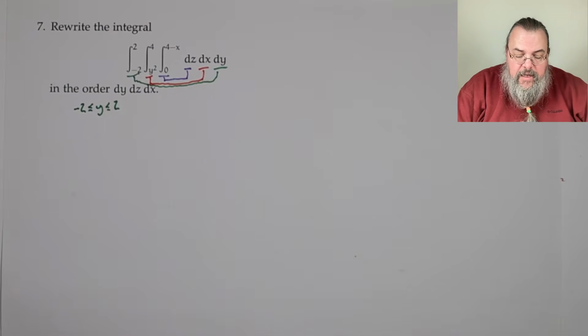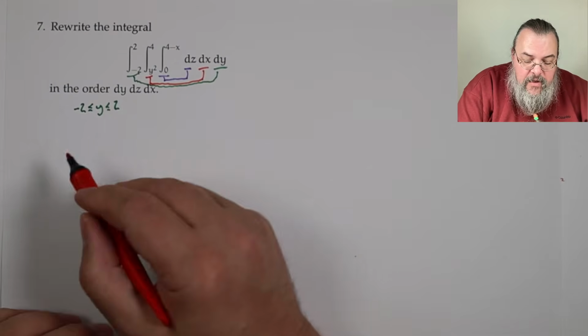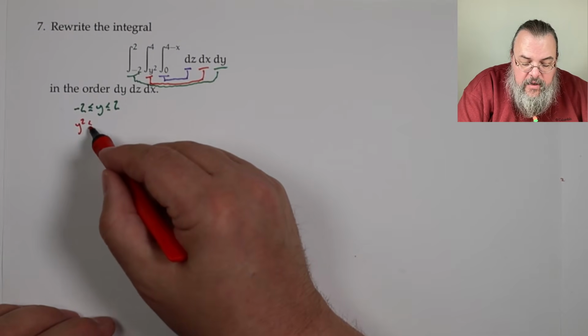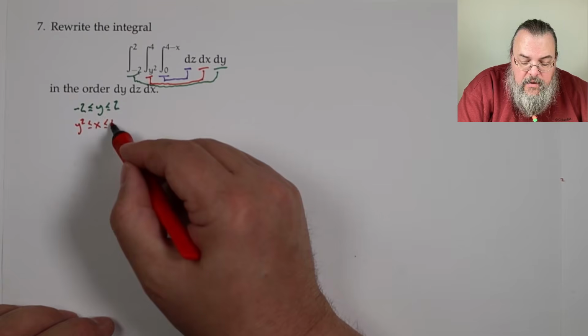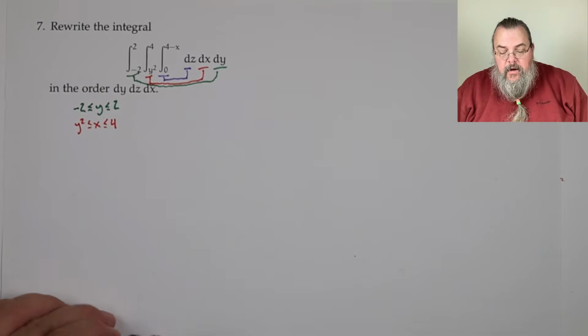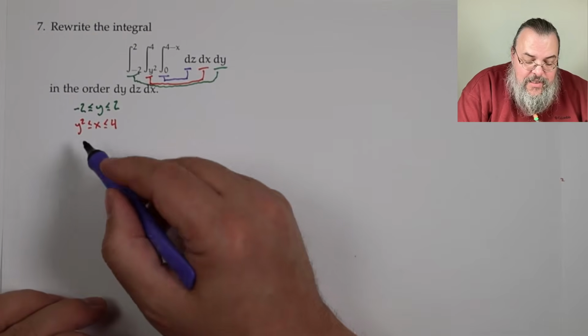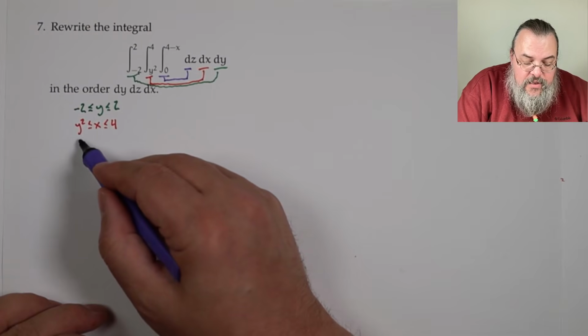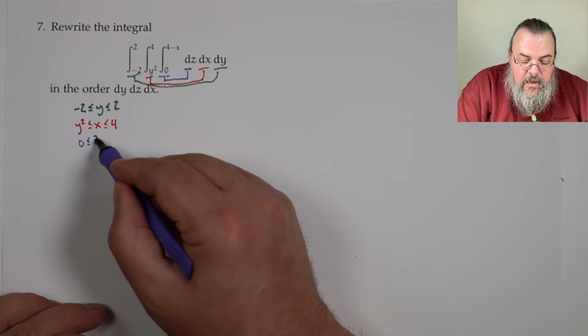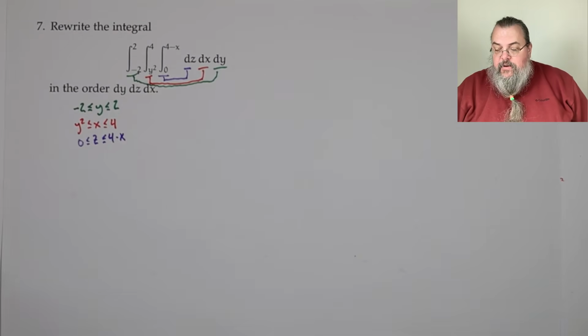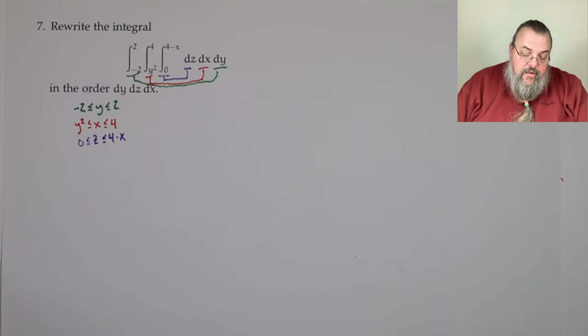And then if we go to our next layer, we have our x. And x says go from y squared up to 4. All right, and then we have our z. And our z says, oh, go from 0 up to 4 minus x. All right, so those are all of our pieces.